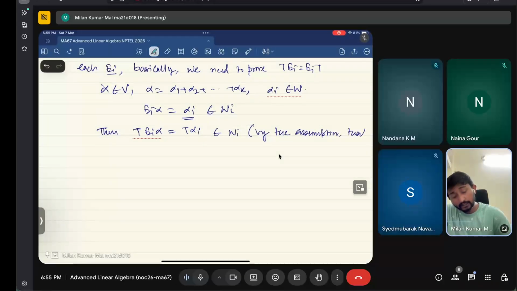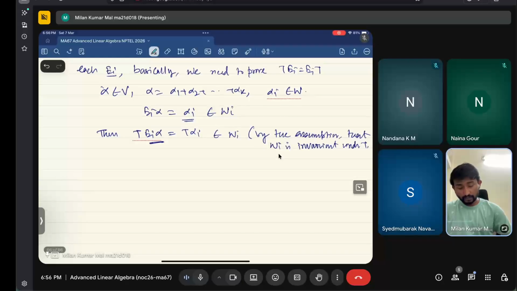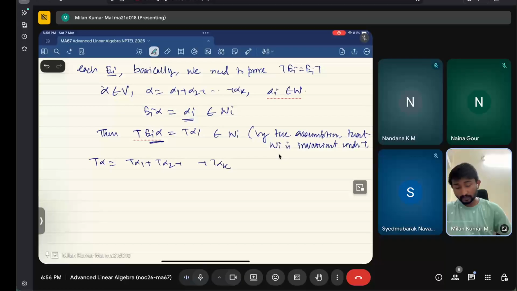This is by the assumption that Wi is invariant under T. So since Ei alpha is in Wi, and Wi is invariant under T, T of Ei alpha has to be an element in Wi. Okay. Now T of alpha equals T alpha 1 plus T alpha 2 plus all the way plus T alpha k. That's clear. Okay, that's true.